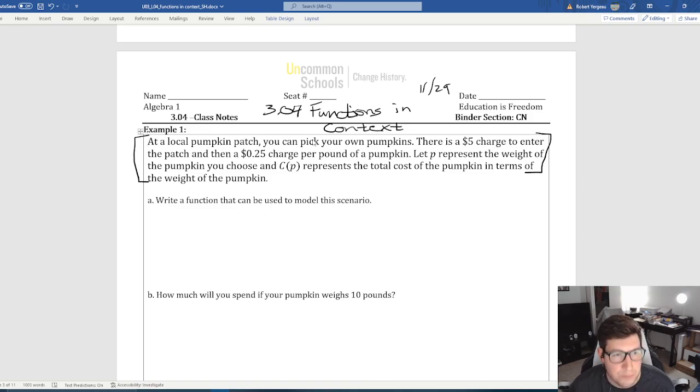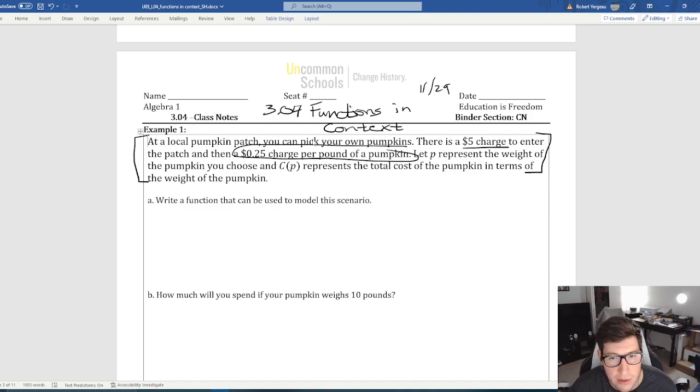All right, so we have our lovely example, right? At a local pumpkin patch, you can pick your own pumpkins. There's a $5 charge to enter the patch. So I've got this lovely $5 charge. And then a 25-cent charge per pound of pumpkin. So we have this piece here. Let P represent the weight of the pumpkin you choose, and C of P represent the total cost of the pumpkin in terms of the weight of the pumpkin.